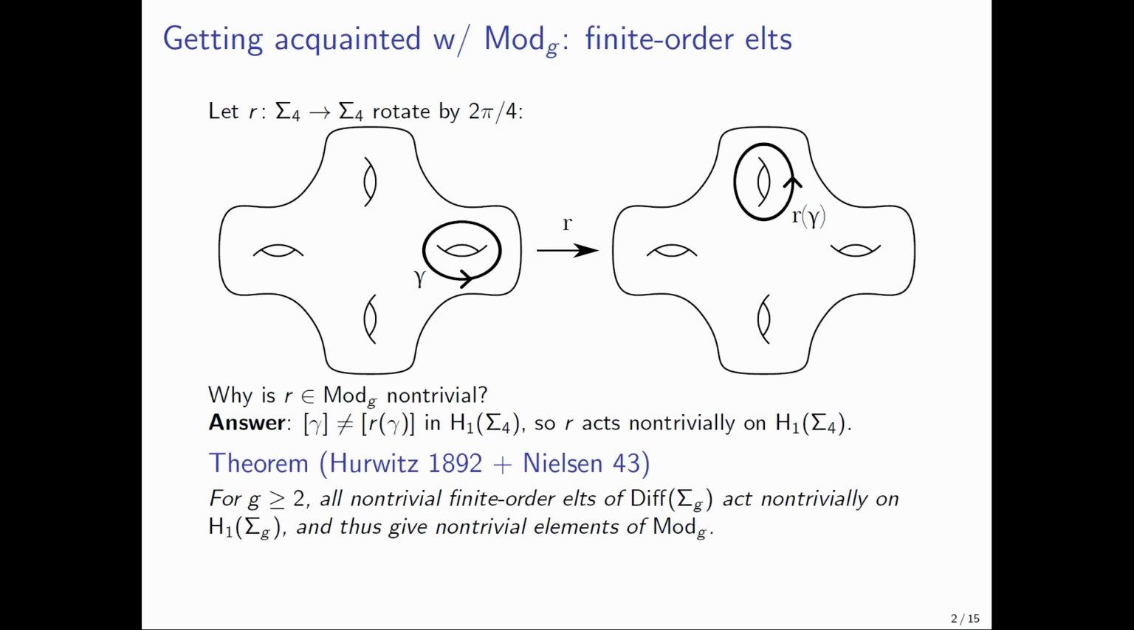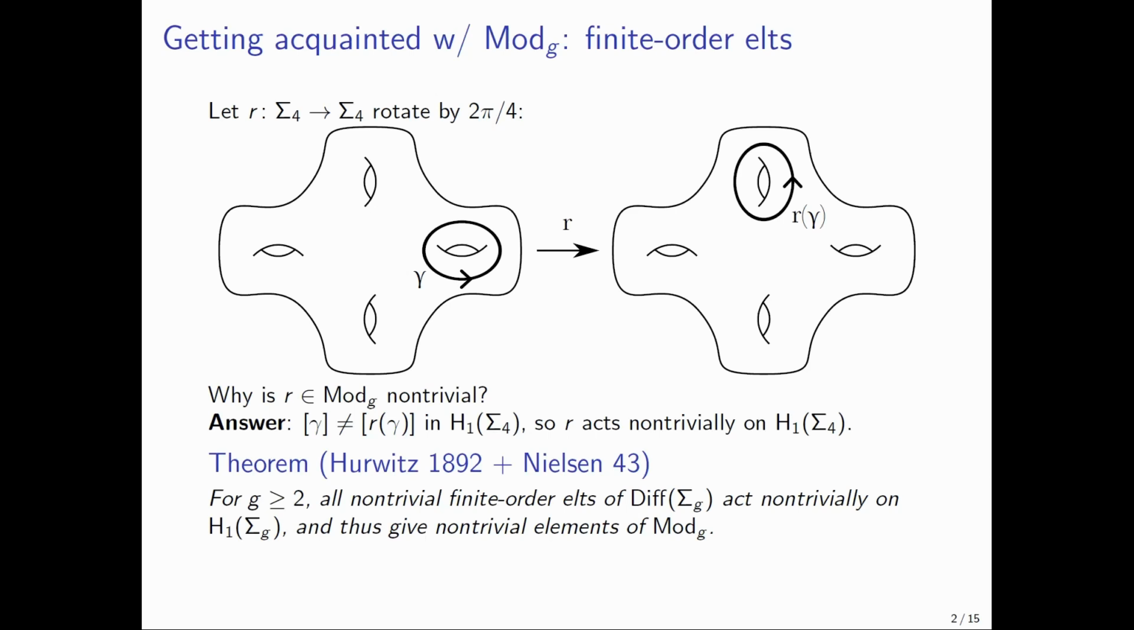So there's an amazing theorem. It combines work of Hurwitz from 1892 and Nielsen from 1943, and it says for all g at least 2, if you have a finite order diffeomorphism of the surface, it's going to act non-trivially in homology and thus give you a non-trivial element of the mapping class group. So any finite order self-map of the surface is going to be a non-trivial mapping class for the dumbest possible reason, because it acts non-trivially in homology.